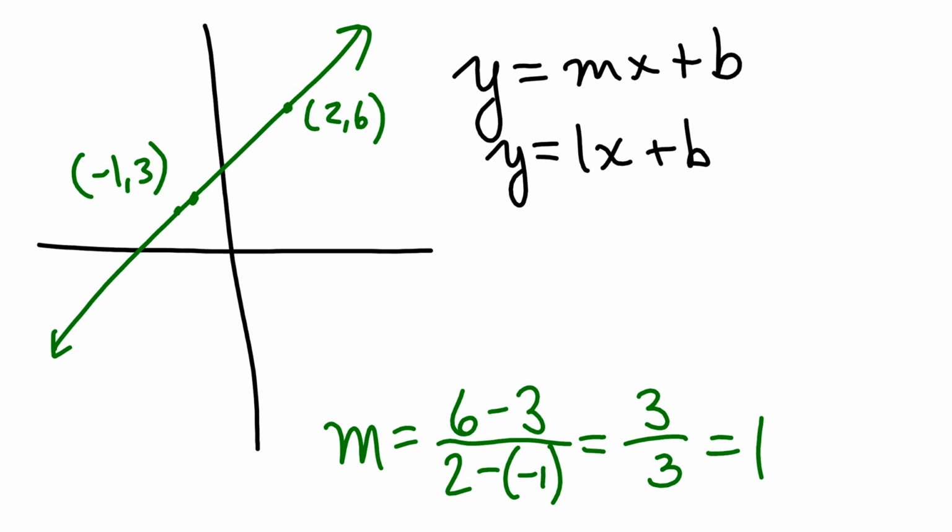We can do that because we know a coordinate pair. So this is an x value and that's a y value. And so we can substitute 2 for x and 6 for y, and figure out what b is.